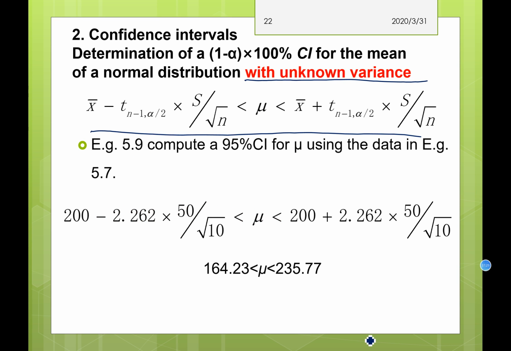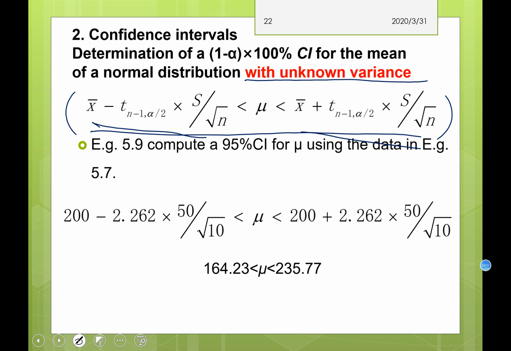Okay, so let's go back to this slide. This is the confidence interval formula, and we have explained how we can get this formula. Mu is between these two numbers. The first one is x bar minus t times s over square root n, and the second is x bar plus t times s over square root n. So we also call it the 1 minus alpha confidence interval.